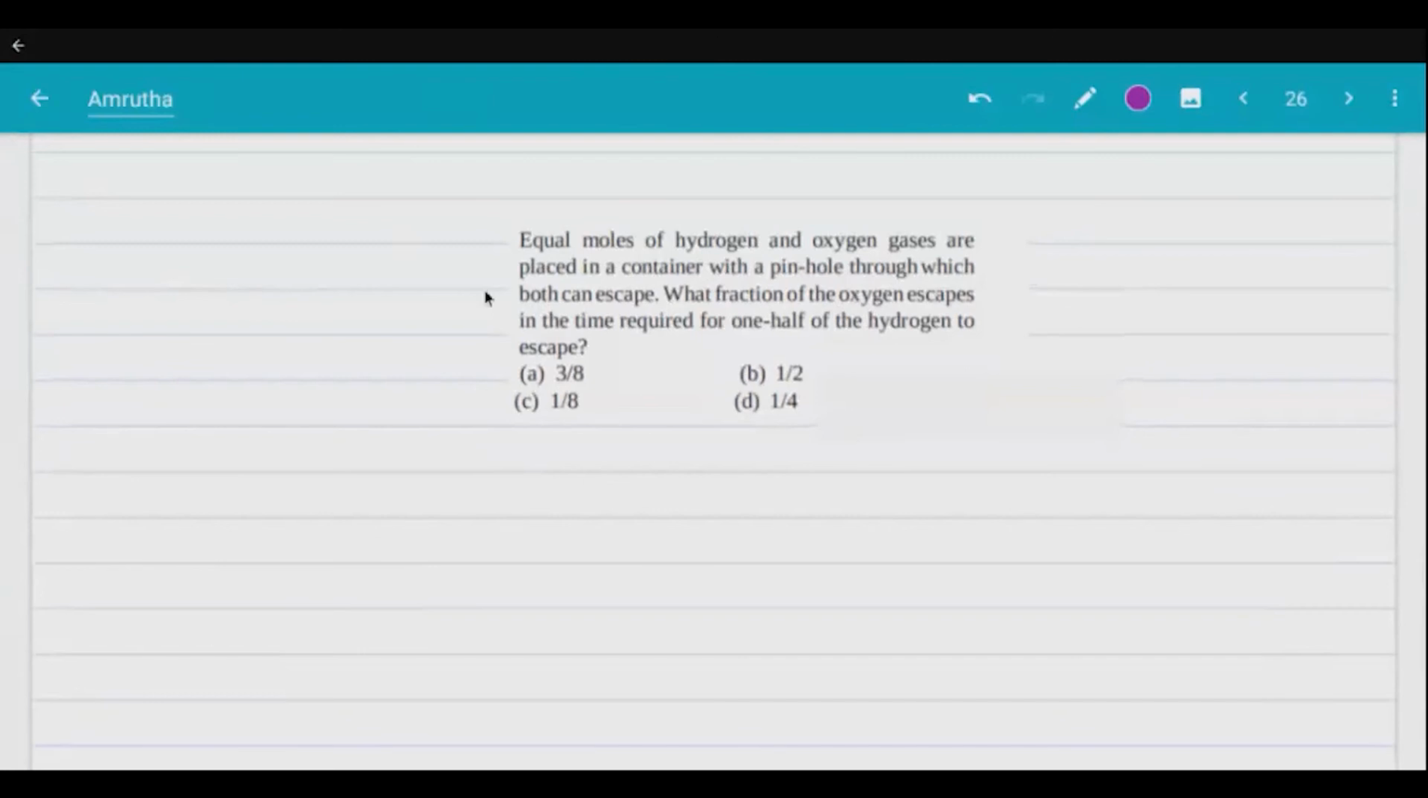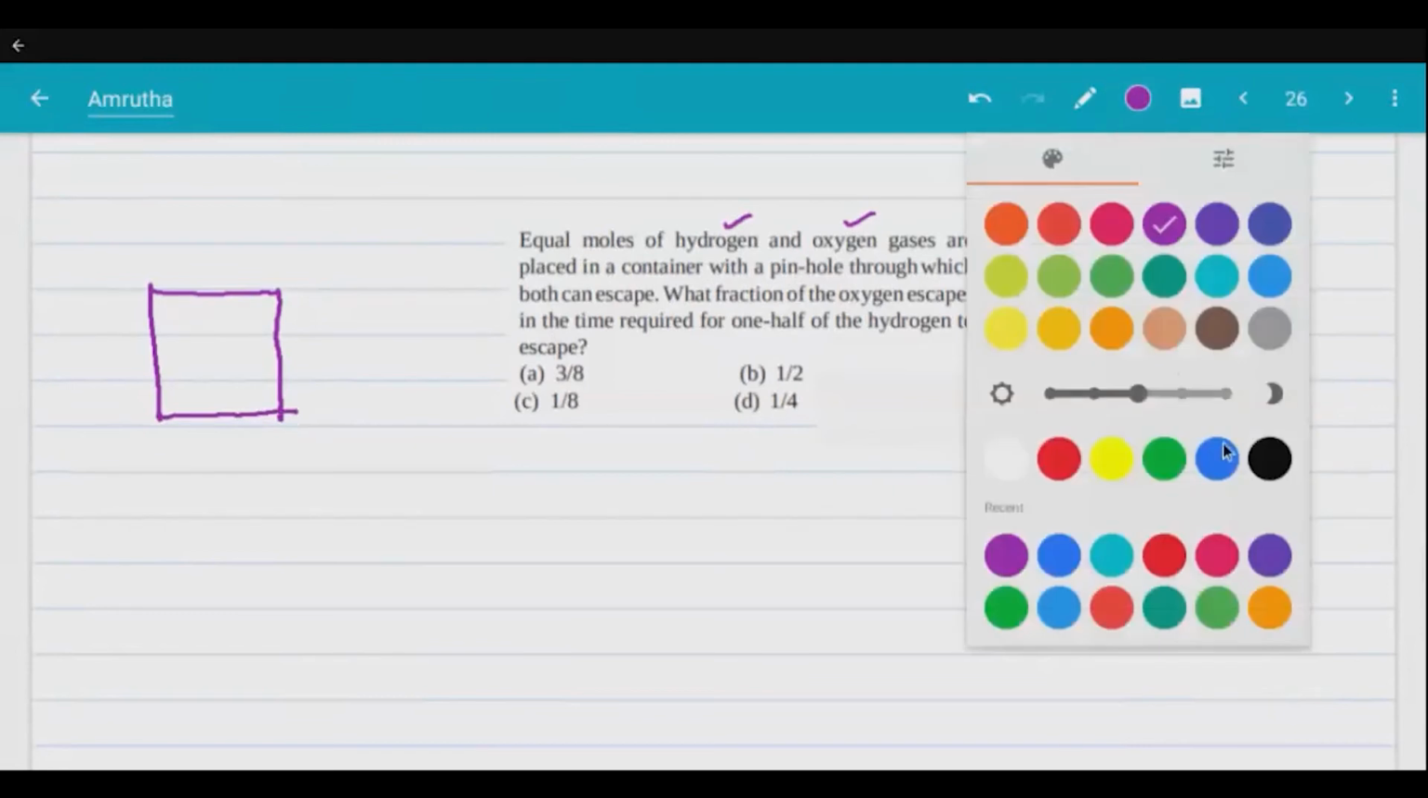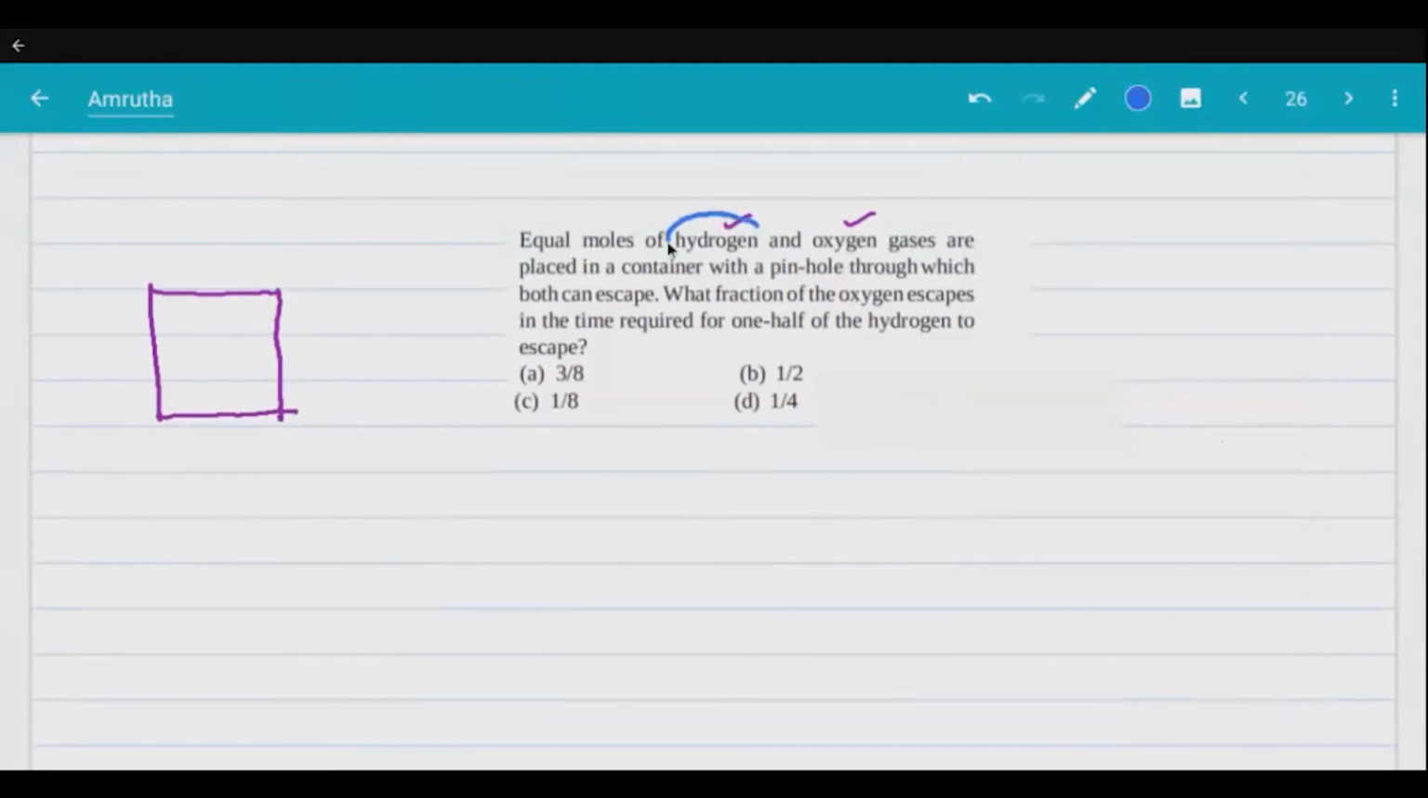Equal moles of hydrogen and oxygen gas are placed in a container with a pinhole through which both can escape. A container is there with a small hole. Remember students, when hydrogen is mentioned, don't take H. Many students get confused: should I take H, or should I go for a 1 gram mass? No, hydrogen means H2. Oxygen means what? It must be O2.